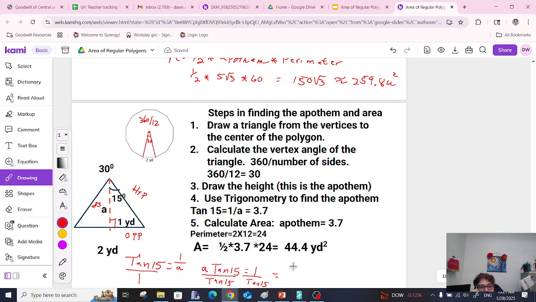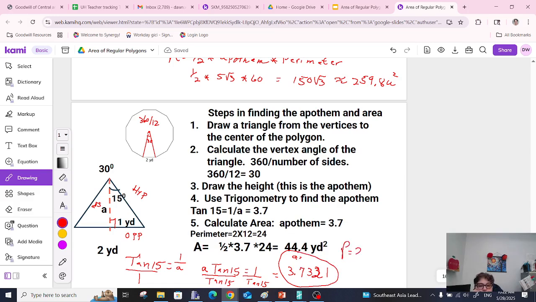What is 1 divided by tangent 15? 3.7321. This is what I want you to use, not the 3.7, so we don't get rounding errors. So now this is the apothem, right? That's your apothem. How do you find perimeter?